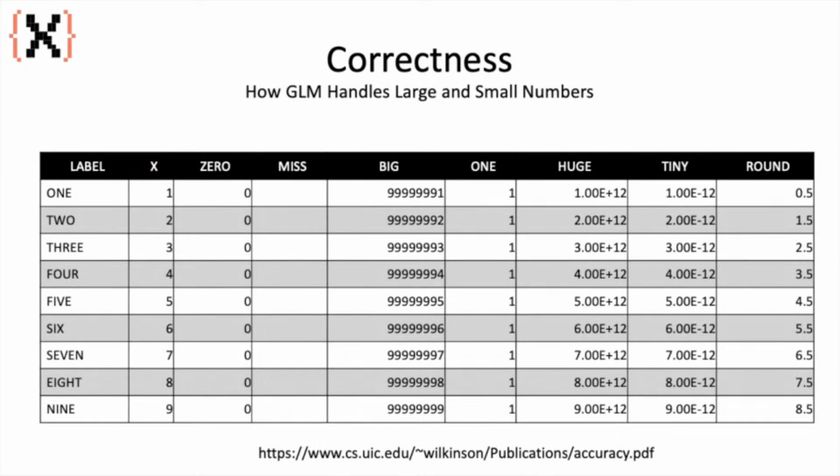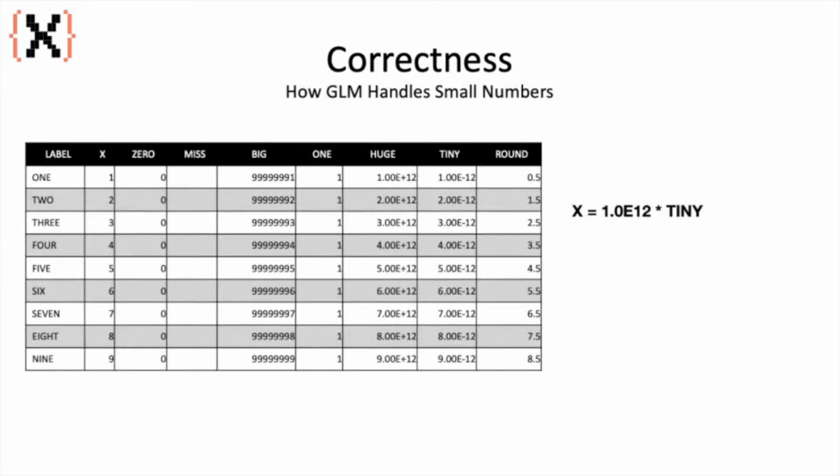Now let us see how Julia GLM performs with some extreme data. This is a dataset, or table, I used to torture the numerical routines I have written. I inherited the dataset from Professor L. Wilkinson, the author of the Grammar of Graphics book. If we look at the data carefully, we can observe the relation between variable x and tiny. Variable x can be expressed as 1e12 times tiny. If we want to perform a linear regression with intercept where x is the dependent variable and tiny is the independent variable, like x equals a plus b times tiny, then we should have 0 as the estimate of a and 1e12 as the estimate of b.